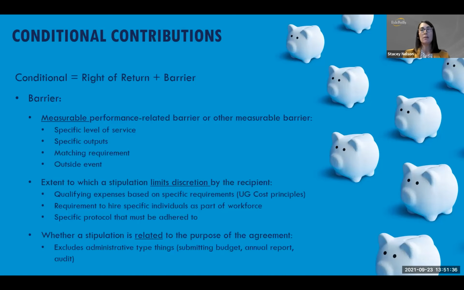So this is going to exclude any of those administrative type things where you're required to submit a budget or submit an annual report or an audit. Those items are not necessarily related to the purpose of the agreement and would not be indicative of a barrier. So just a reminder, you would need to have both the right of return and a barrier in order for the contribution to be considered conditional. And the wording of the right of return and the barrier would need to be included in your grant agreement or in your donor letter, your award letter, to be able to be considered conditions.